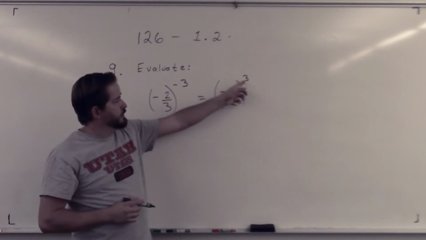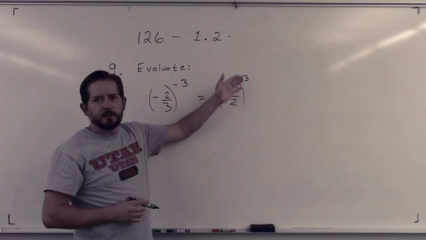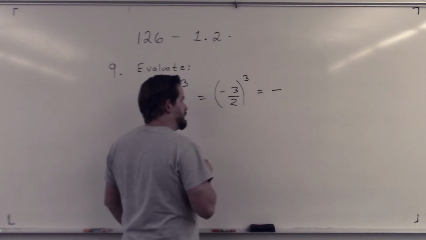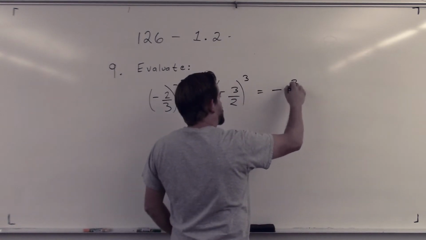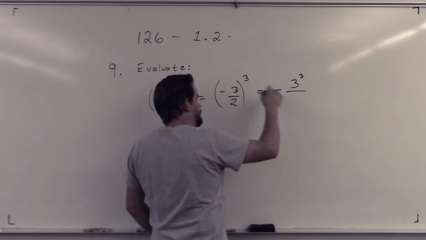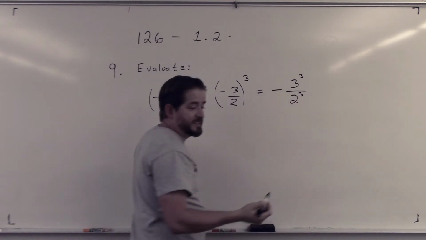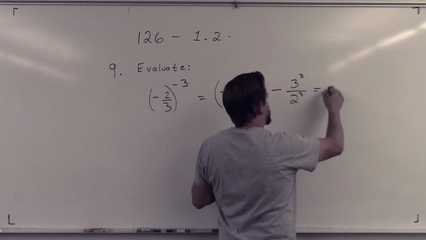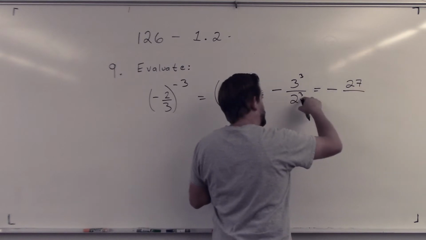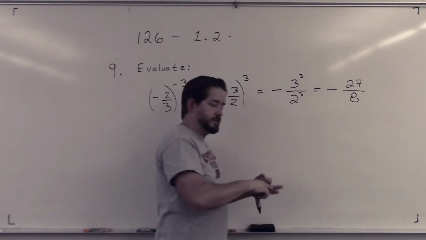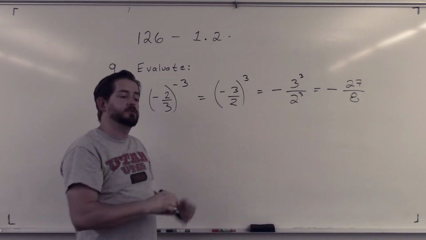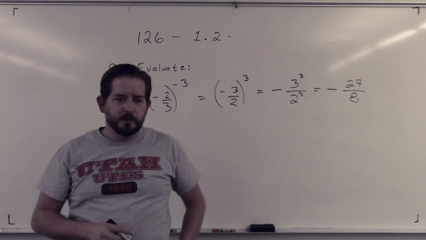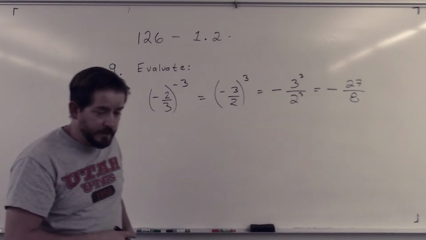Now I have a negative that's being raised to the third power. That's going to be a negative times a negative times a negative. It's still going to stay negative in the end. I have 3 to the third in the numerator, as that gets distributed in, and 2 to the third in the denominator. And then, of course, it said evaluate, so evaluate these. 3 to the third is 27. 2 to the third is 8, right? It's not 6, it's 2 times 2, which is 4 times another 2, which gives you 8. And the negative, of course, stays, and so I end up with negative 27 over 8. And that's 9.